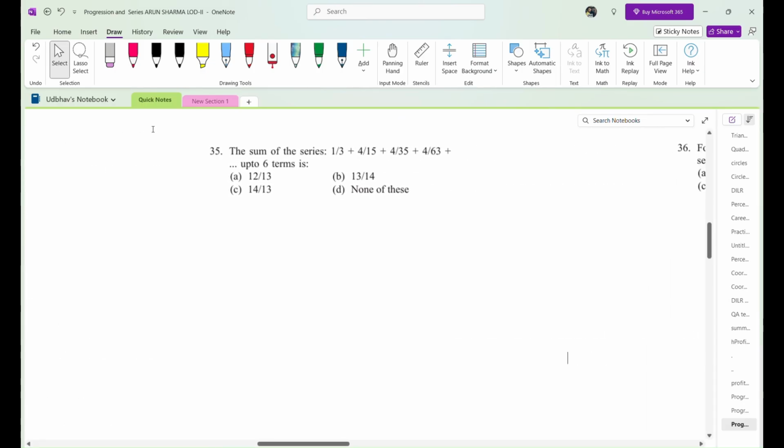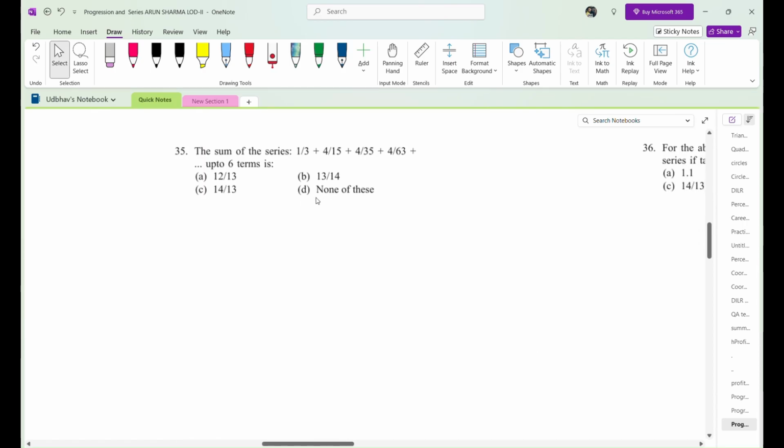So the next question is the sum of the series up to 6 terms. This we can again make into the telescopic series, and again everything will get cancelled and only the first and the last term will be there. We'll try finding a pattern here.